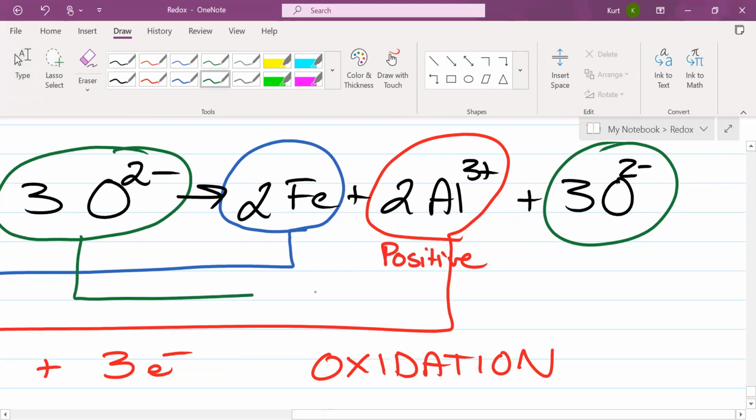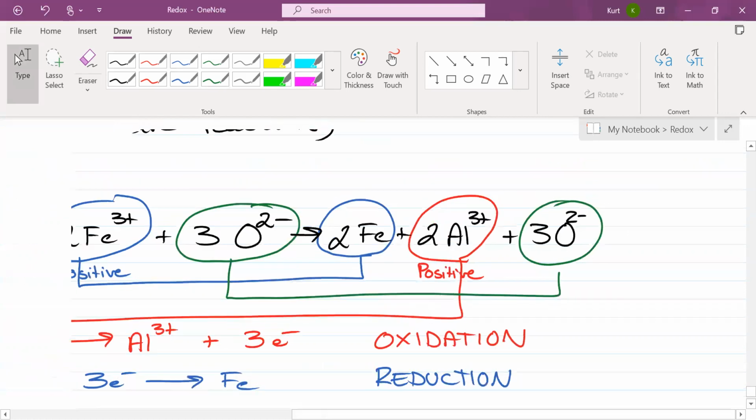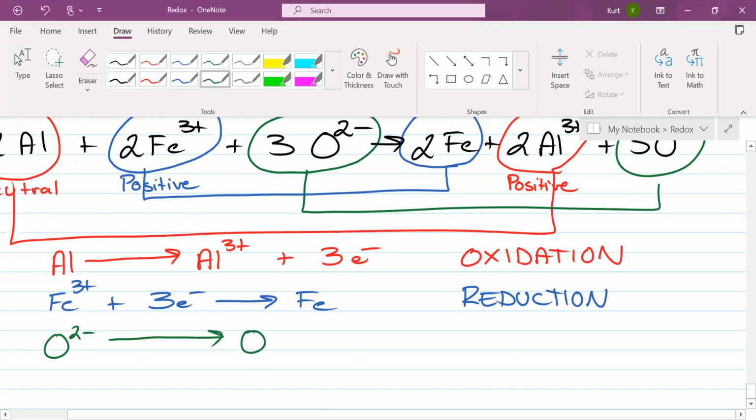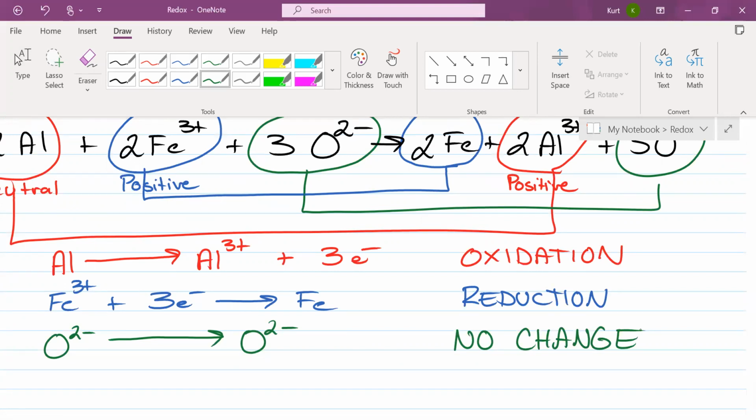That is entirely possible, guys. You could have oxygen, in this case, experience no change. So here we have oxygen with a -2 charge. It remains oxygen with a -2 charge. It experienced no change. That will happen. Okay? Okay. Perfect.